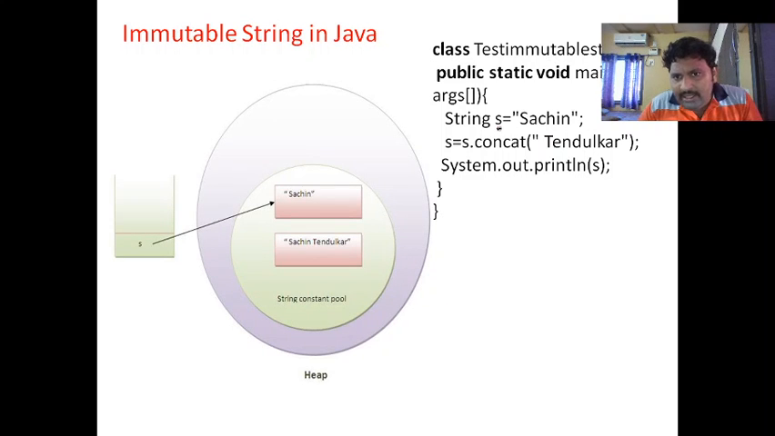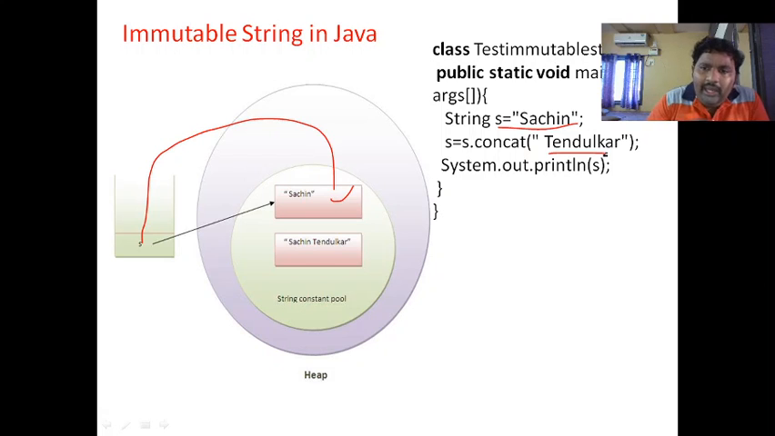Now, when I assign string s is equal to Sachin, the Sachin object is created and that address is given to the s variable. And whenever I write s is equal to s.concat, giving a word called Tendulkar, I am adding the Tendulkar keyword to Sachin, so I get Sachin Tendulkar, and I assign that to the variable s. Internally, a new object is created, Sachin Tendulkar is stored within it, and that reference is given to s. But the previous Sachin will not be changed.